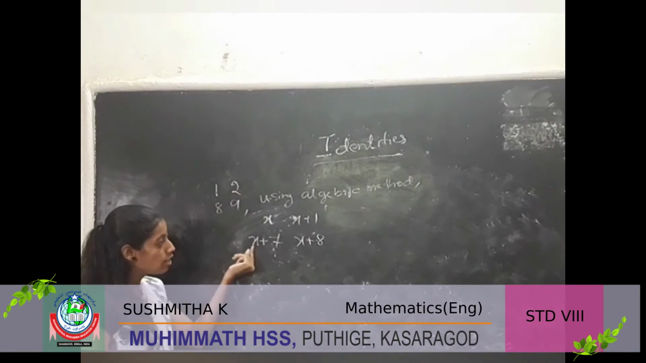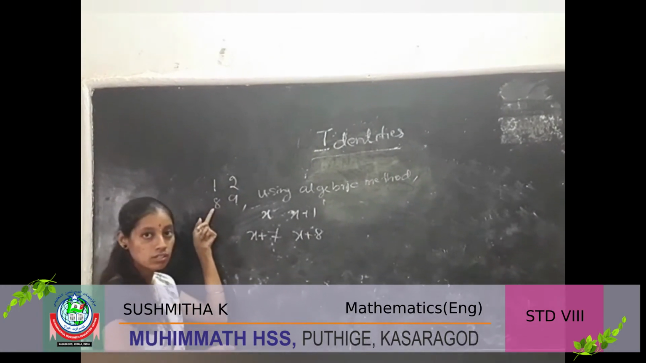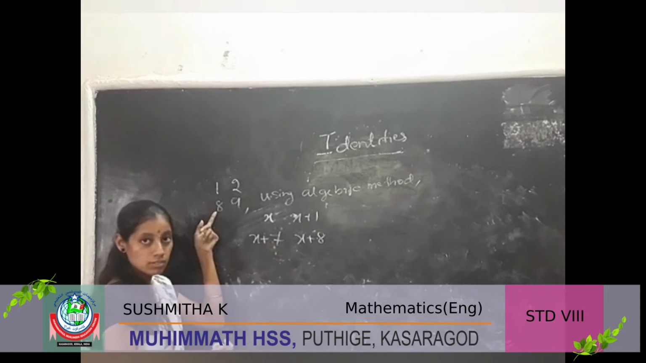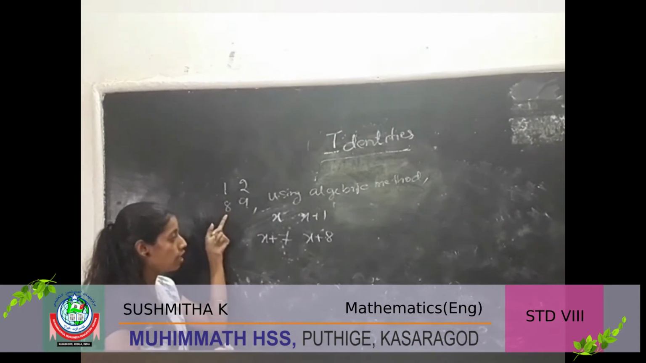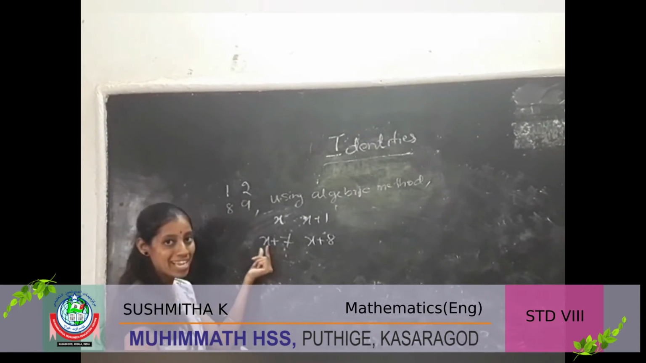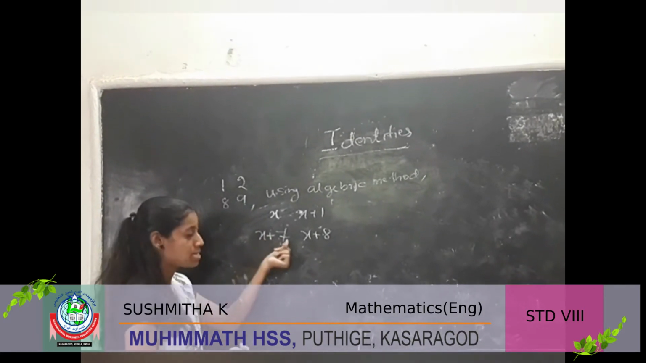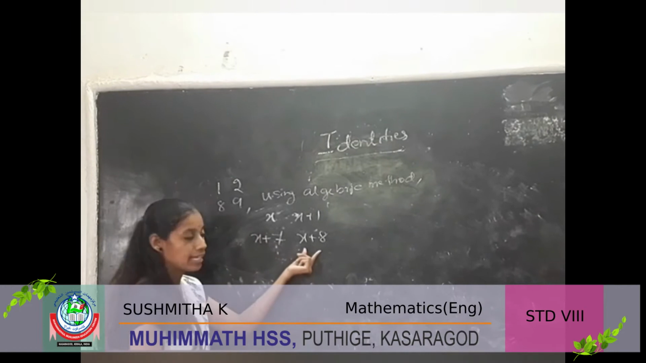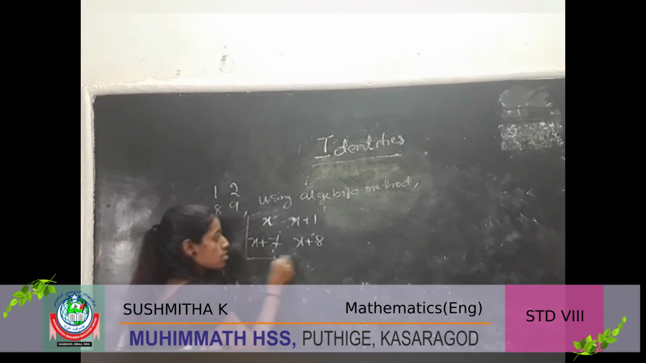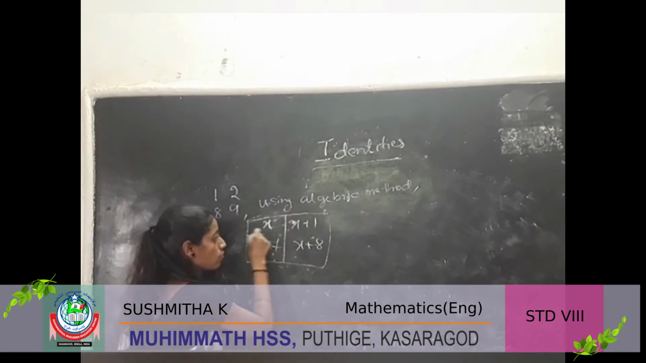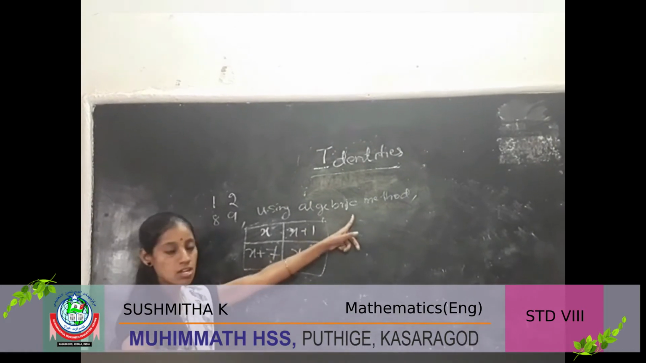And also here we should have the answer 8. So we will write x plus 7. The value of x is 1, so 1 plus 7 is 8, isn't it? Like that, x plus 8. So these are the 4 numbers in the algebraic method.